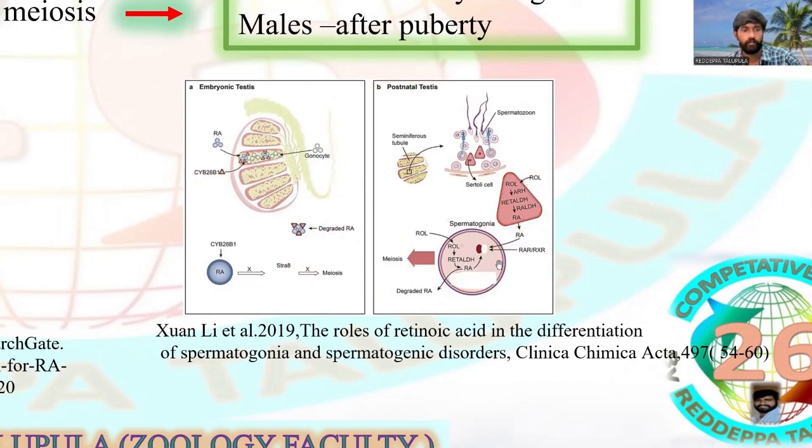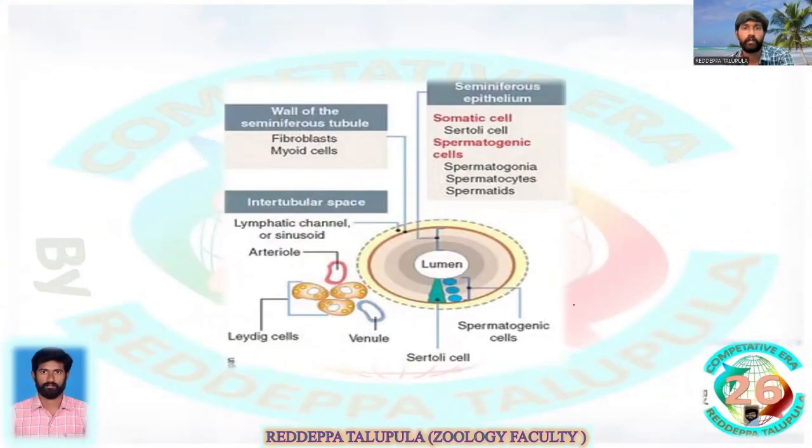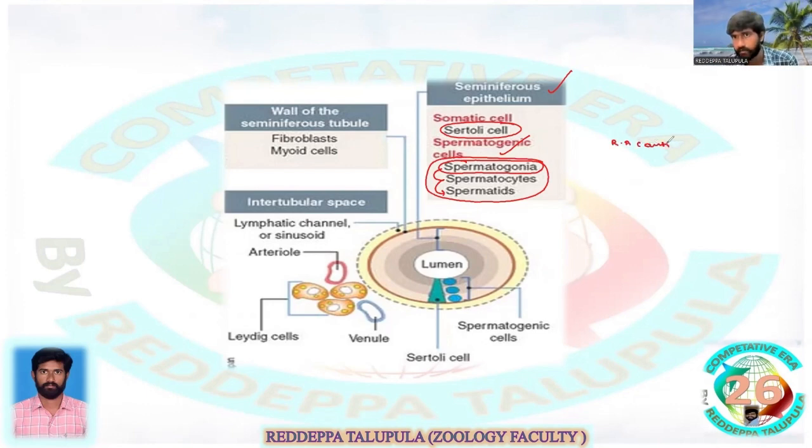Now see, just now I talked about seminiferous tubules. There will be seminiferous epithelium, Sertoli cells, and spermatogonia, spermatocytes, and spermatids. That means spermatogonial cells will be present. Especially spermatogonia need to be converted into spermatocytes, and spermatocytes will be converted into spermatids. Why does retinoic acid cause the initiation of meiosis in the spermatogonia? Why not in the Sertoli cells?